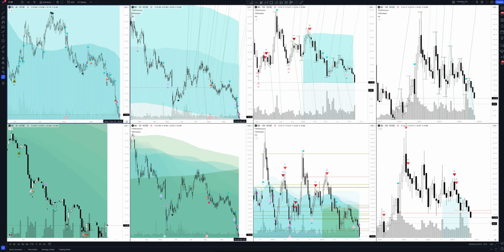Today we will take a look at Bloom Energy stock. Let's analyze the market situation and find out how you can make money on it. Let's start.